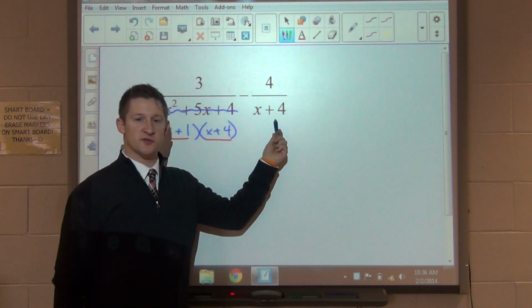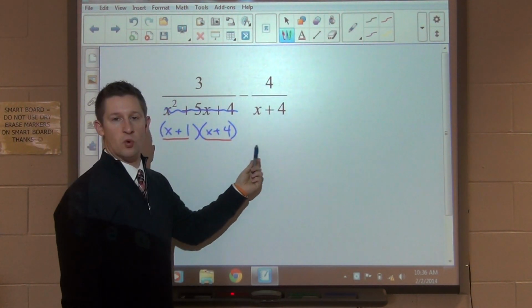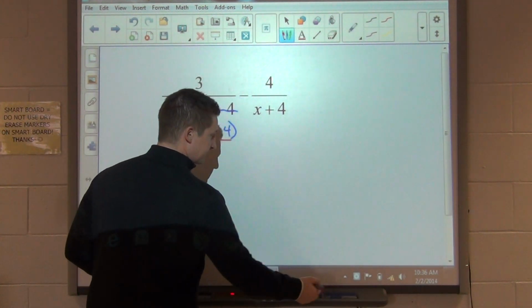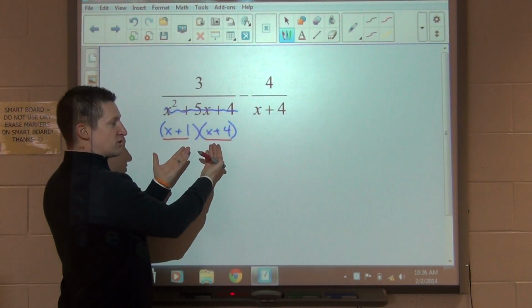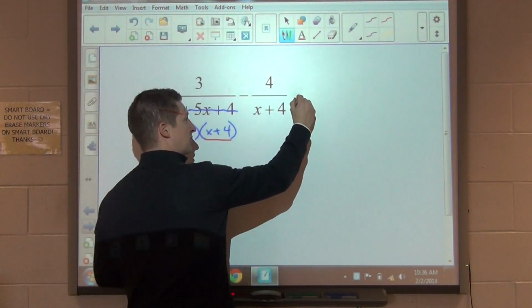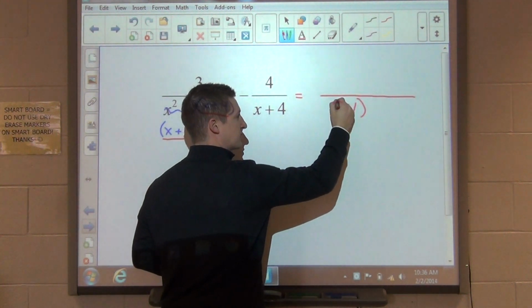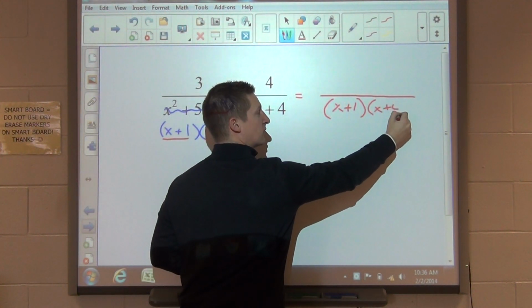I already have x plus 4 as a factor here. I don't have to use it twice because it's a shared factor. That being the case, my common denominator will be what you see here, x plus 1 times x plus 4. I'll write that over here. Whatever we have when we're done will be over x plus 1 times x plus 4.